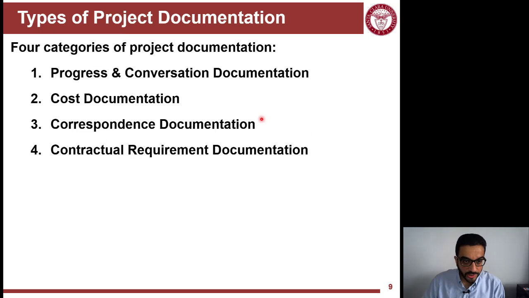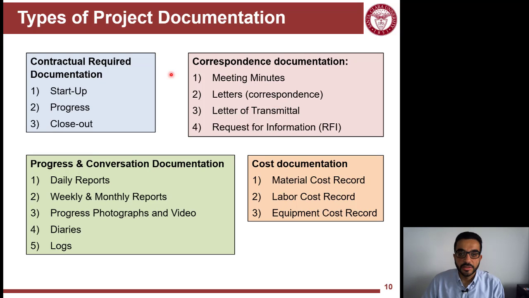Now, what type of documentations do we have? We can organize these in 4 big categories, and these are kind of color-coded. There are documents that are contractually required. There are documents that you want to use to communicate information. There are documents that you want to document conversations and progress of the work, and there are documents that you use to keep track of costs. So we'll go over most of these. Some of these are pretty straightforward, like letters. I'm sure you used to write letters in high school or middle school or even elementary, but we'll go over the important ones.